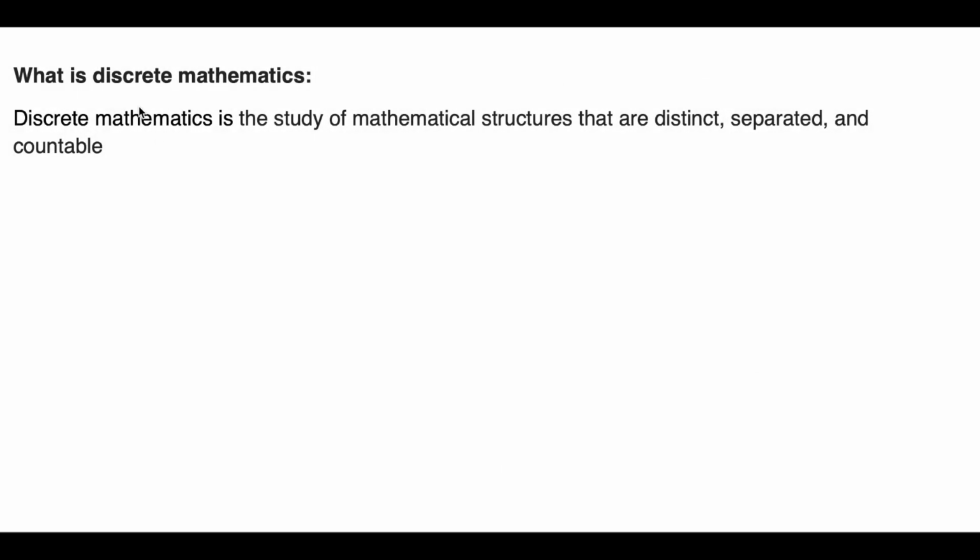Discrete mathematics is the study of mathematical structures that are distinct, separated, and countable. The best way to think about this is a jar. In this world, we aren't looking at smooth, continuous curves like you see in calculus. We're looking at individual, countable things, like marbles.